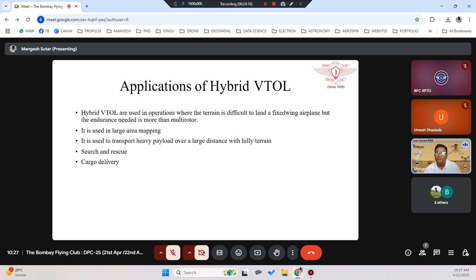So the pros of both, that is the option you are considering, and you have built a hybrid VTOL. Where is this actually used? Hybrid VTOLs are used for large area mapping. As I gave you the example, I am already engaged with one of the companies that is developing it for monitoring the border area. So large area mapping or monitoring a large area. It is also used to transport heavy payloads over a large distance with hilly terrains.